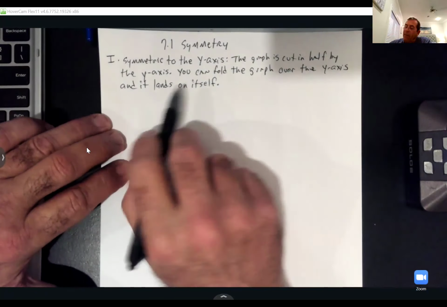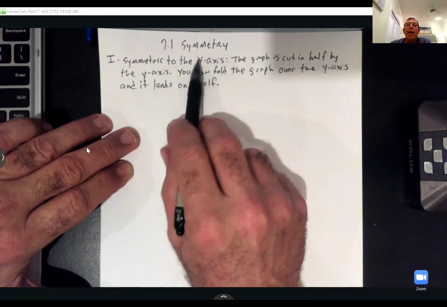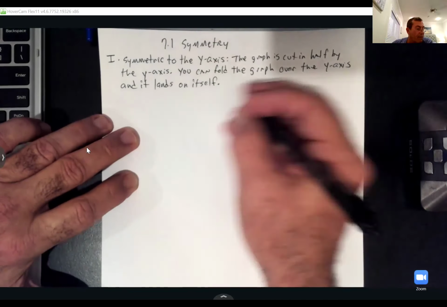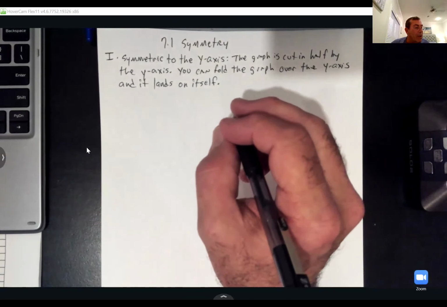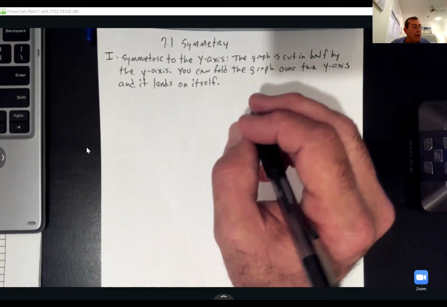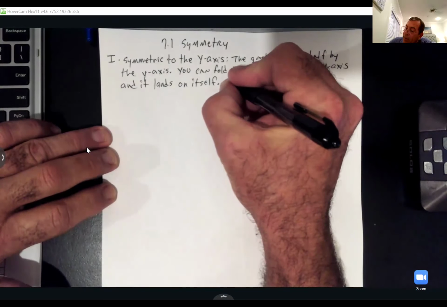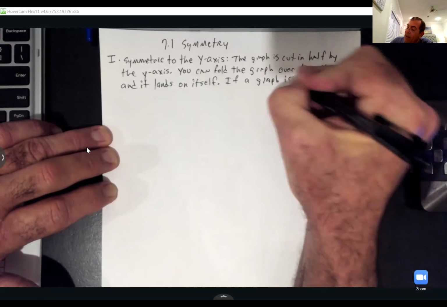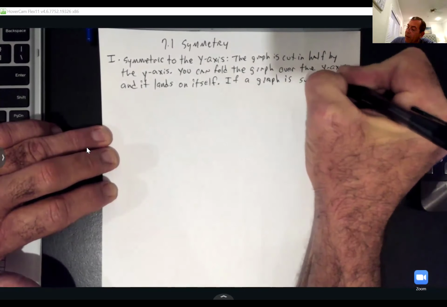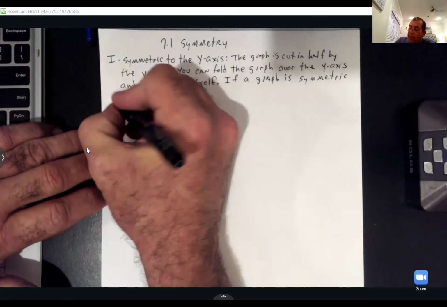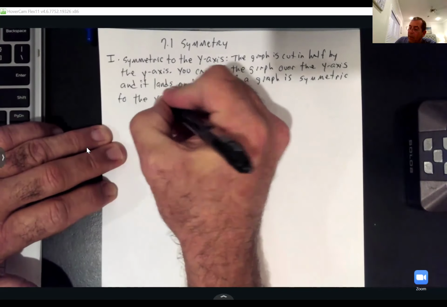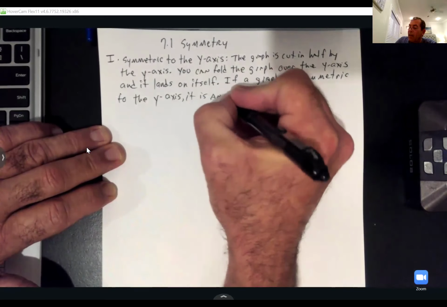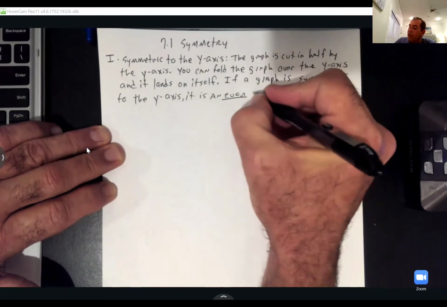Now, here's the thing. Any graph that's symmetric to the y-axis, we call that an even function. Okay, so if a graph is symmetric to the y-axis, it is an even function.